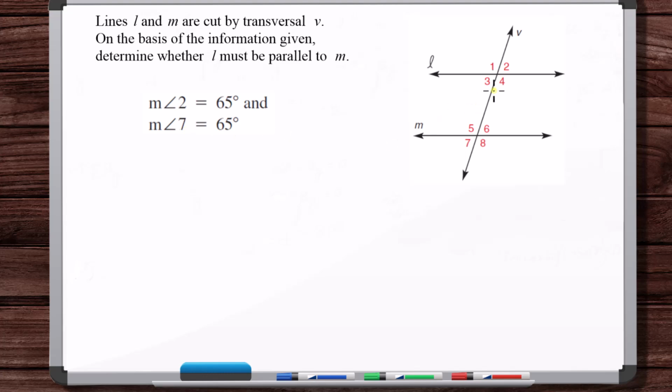Okay, what if angle 2 and angle 7 are congruent? Well, we can see those are alternate exterior angles. We found if just one pair of alternate exterior angles are congruent, the two lines are parallel.